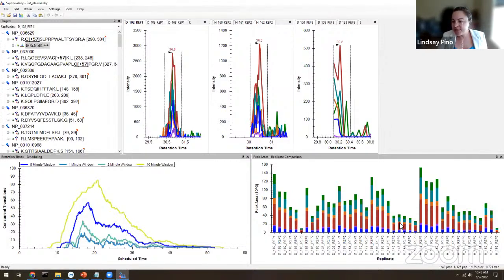Another piece of orientation: down on the bottom right, below the replicate screen, there's a count: 1 out of 48 proteins, 1 out of 125 peptides, precursors, transitions. This is a nice way to get a quick overview of what's in your Skyline document.